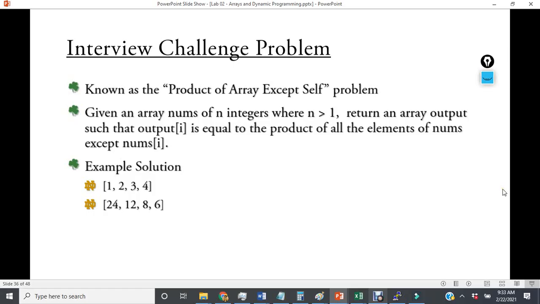In the product of array except self problem, the solution vector has the product of every other number except itself. So for example, 24 is 2 times 3 times 4. 12 is 1 times 3 times 4 and not 2. 8 is 4 times 1 times 2 and not 3. And 6 is 1, 2, and 3, but not 4.